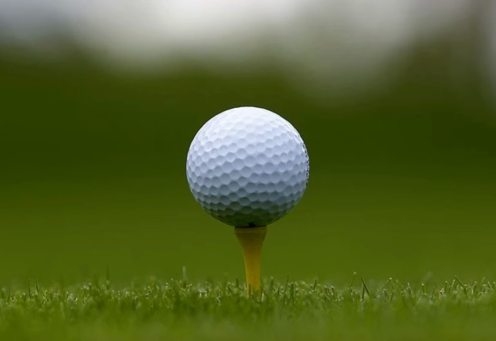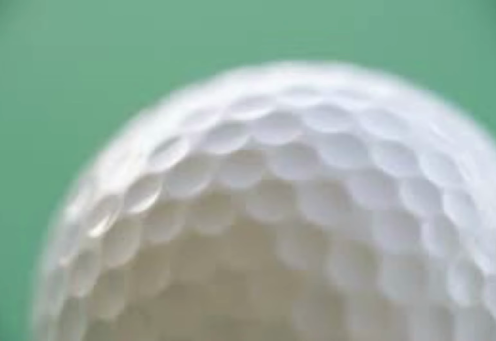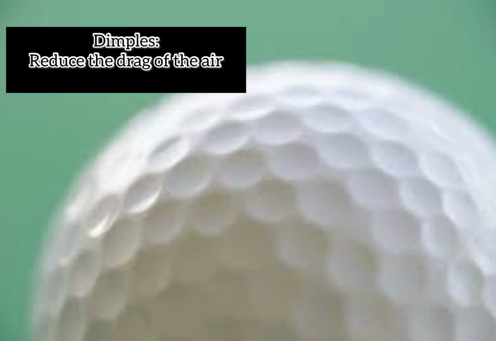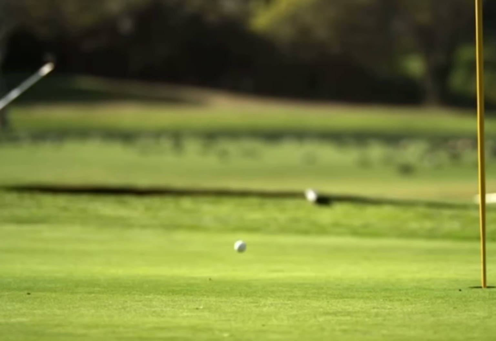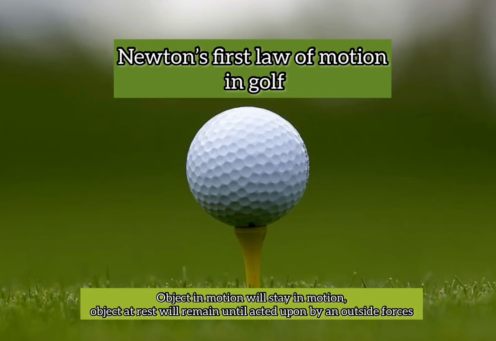As a golf ball travels through the air, wind resistance creates drag which slows down the ball. The impulse on a golf ball reduces the drag of the air, making it possible for the ball to go faster and farther.